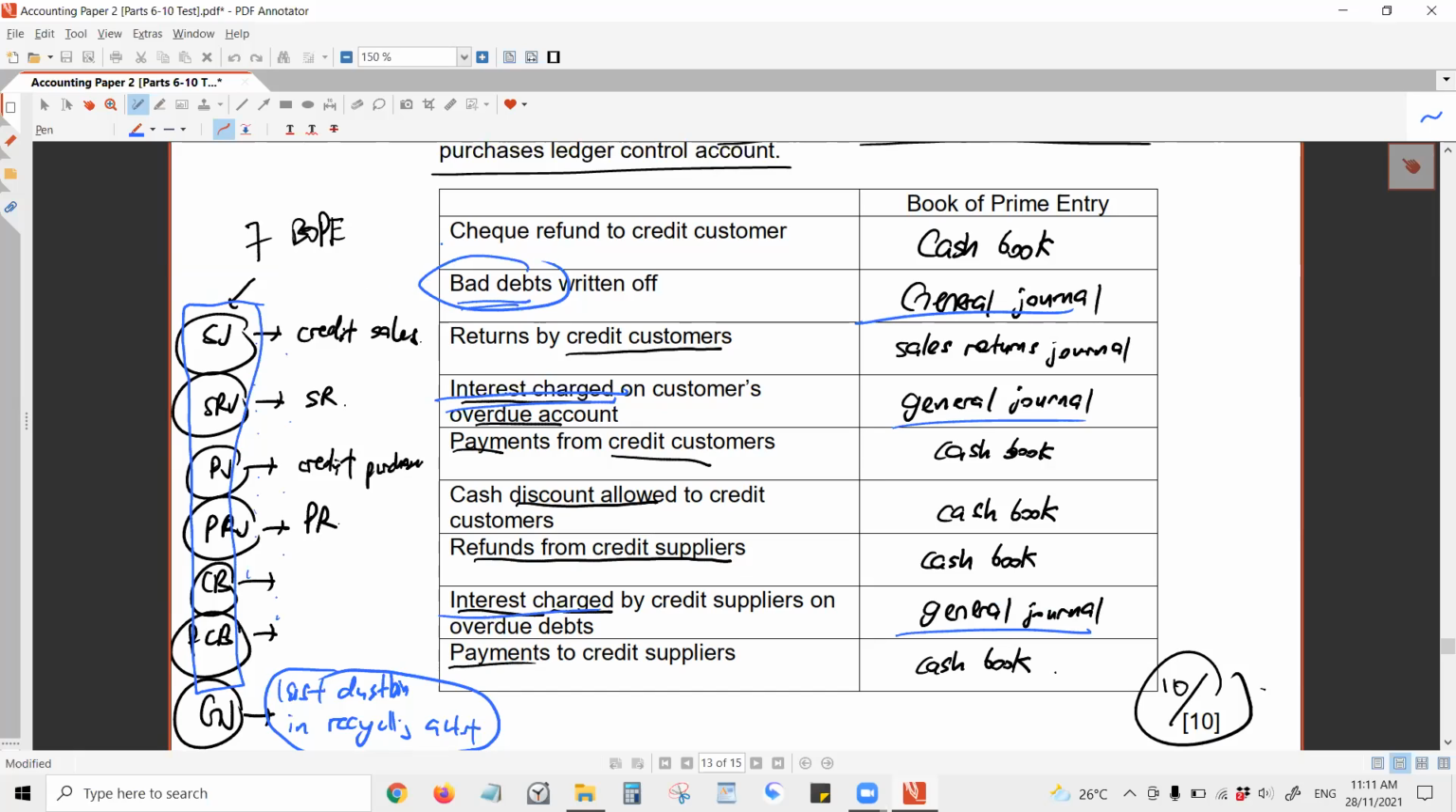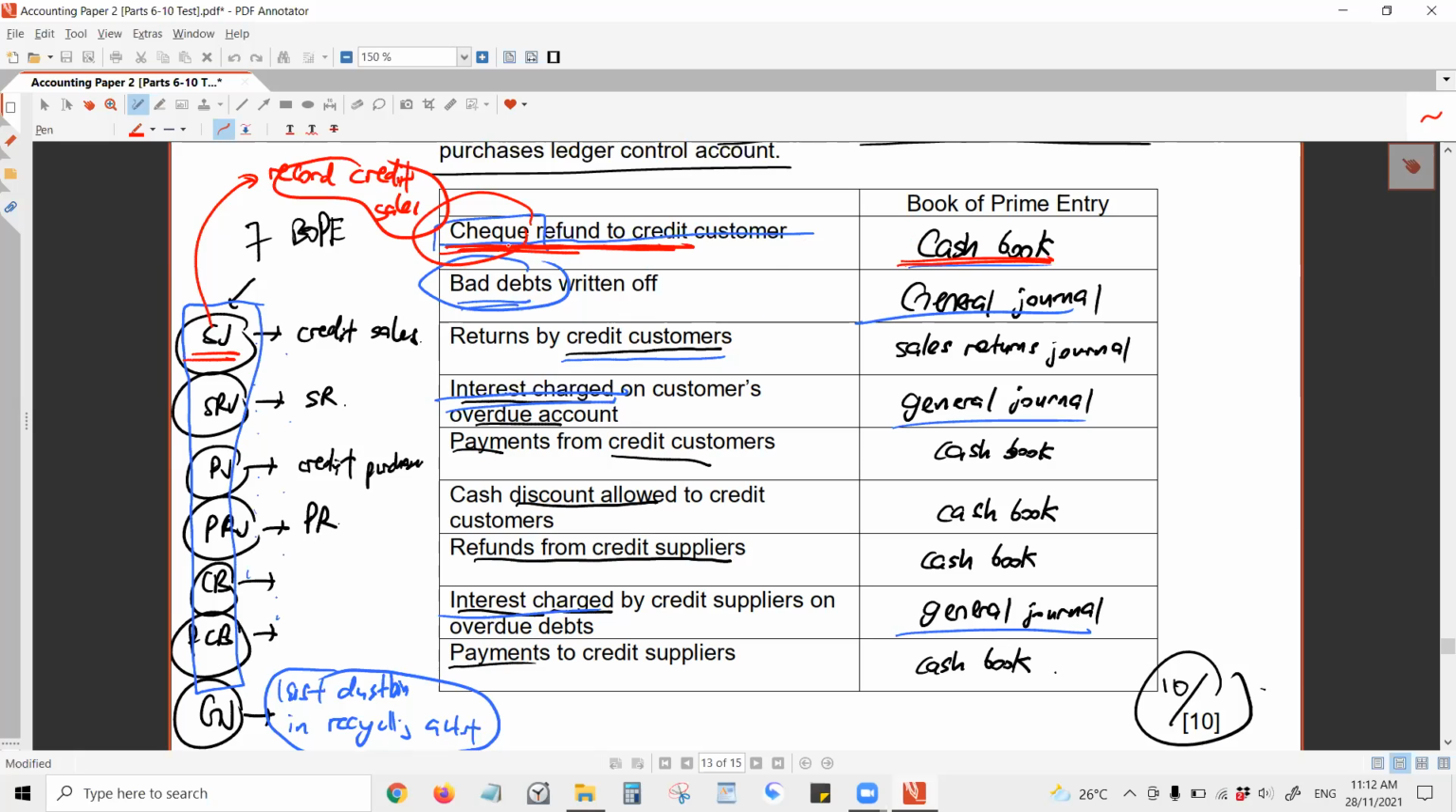First one, cheque refund to credit customer. You're making payment, right? The figure can come from the cash book. Returns by credit customer. Yixin, you must first know the function of sales journal. The function of sales journal is to record credit sales. When you sell goods on credit, you record into the sales journal. Are you selling goods on credit here for the first one? No. You are refunding money to your customer. You are making payment to the customer. So cash book.